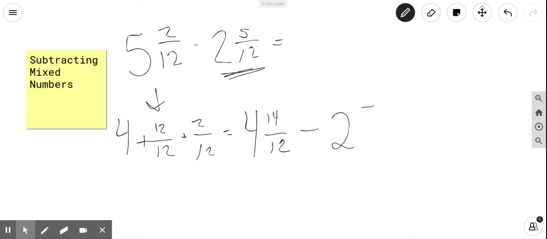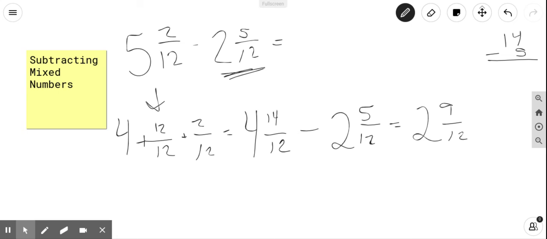So we have 2 and 5/12. Now we can subtract across, okay? 4 minus 2 is 2. 14 minus 5 is 9. If you need to set that up in the corner to do that or something like that, that's fine. Remember, you can do extra work. And our denominator stays the same.